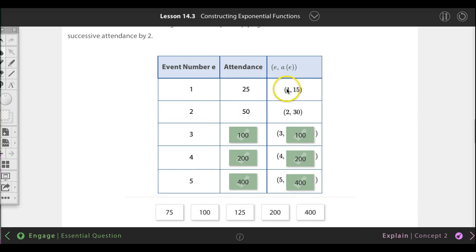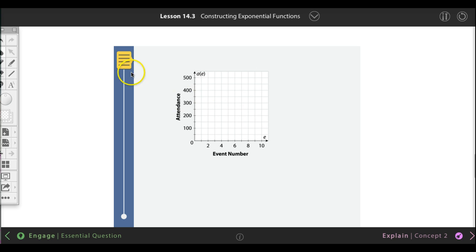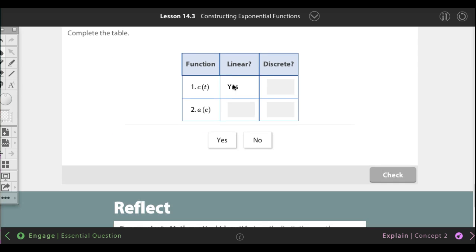So again, 1, 15, find that and plot it. 2, 30. So when I do that, it's going to look like this. Oh, look at how it looks. It kind of looks like a curve, doesn't it? That's a really important thing you have to know because this is what we call an exponential function. That's how it looks, okay?